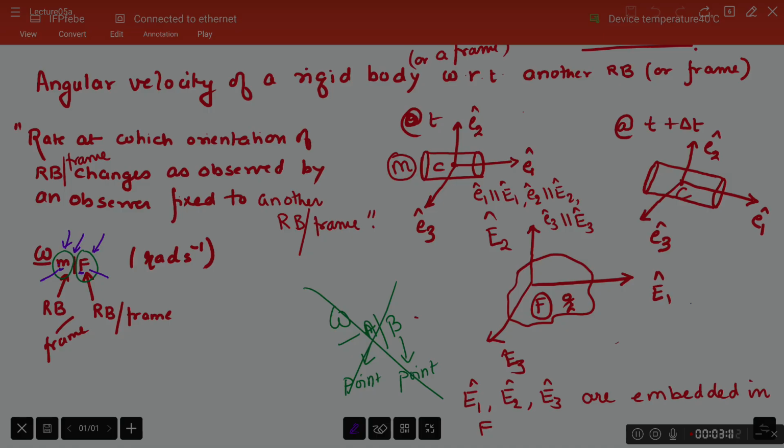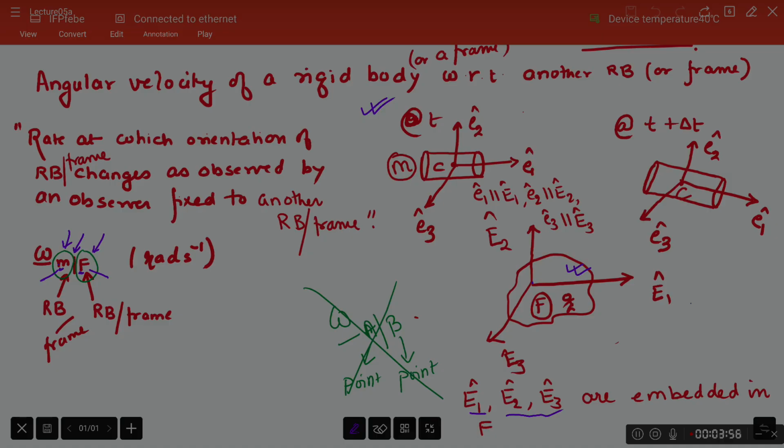Let's have a look at the diagram that I have drawn here on the right hand side of the screen to get a better understanding, at least a qualitative understanding, of what is meant by angular velocity. So I have put this reference frame F, and to this reference frame we have a frame embedded triad of unit vectors. So E1, E2 and E3 are embedded in F. They all are unit vectors mutually perpendicular embedded in frame F.